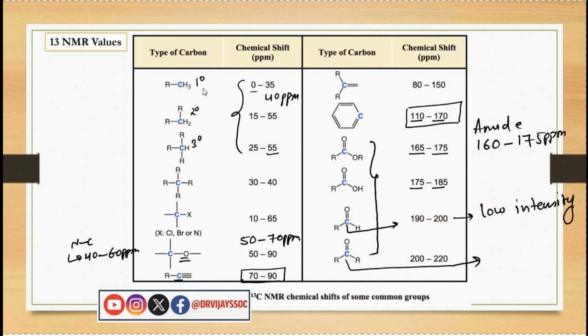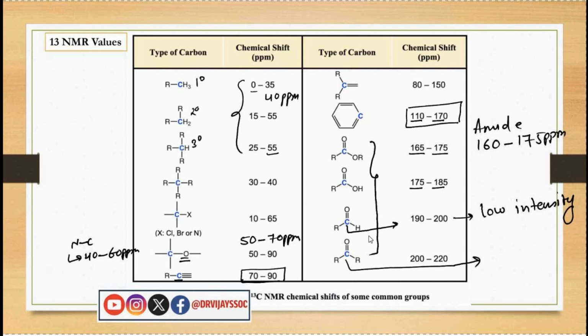When it is primary, it comes up to 35 ppm. When it is secondary, it is slightly deshielded. Tertiary comes at a maximum of 55 ppm. When it is connected to oxygen, it comes from 50 to 70 ppm more often, but it could go to 90 ppm depending upon the structure. Acetylene carbon comes from 70 to 90 ppm, and benzene carbons come from 110 to 170.